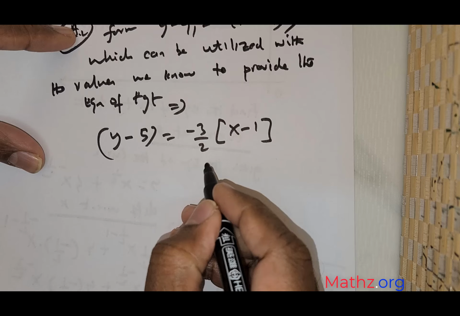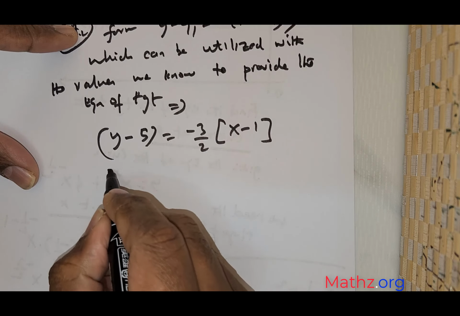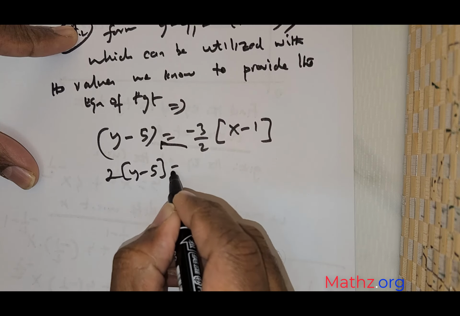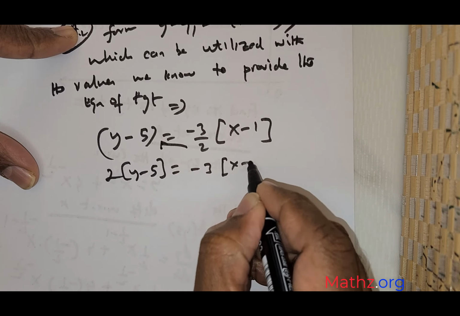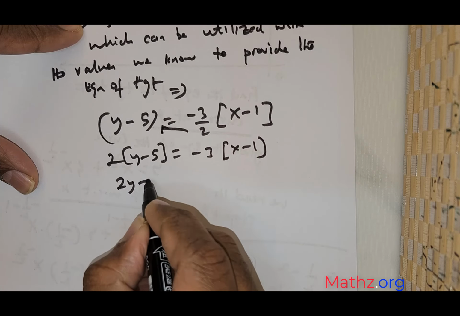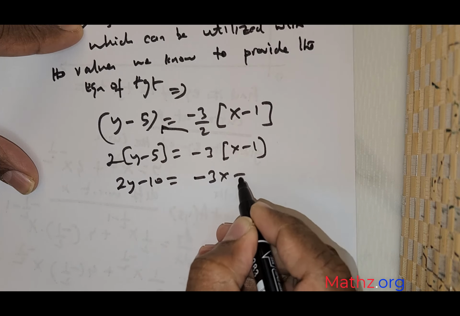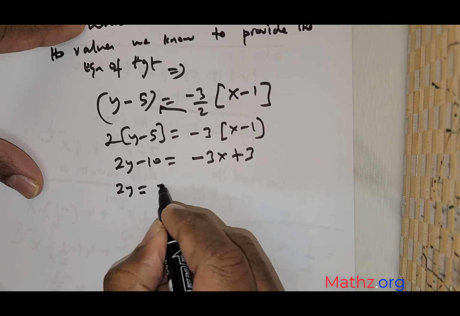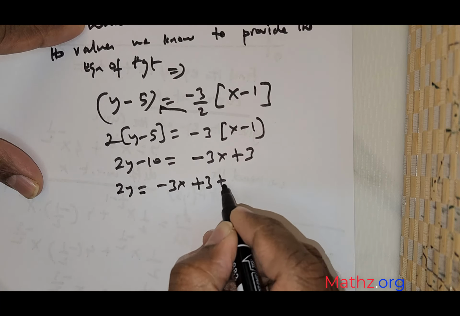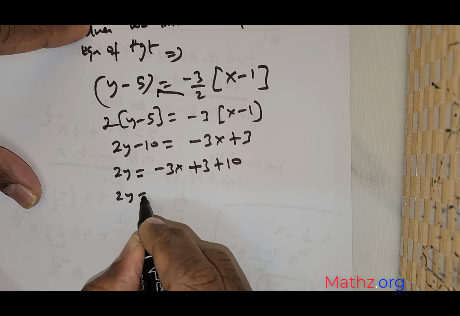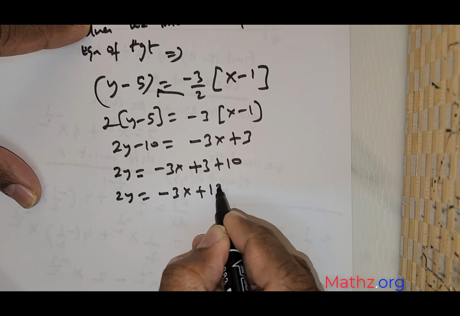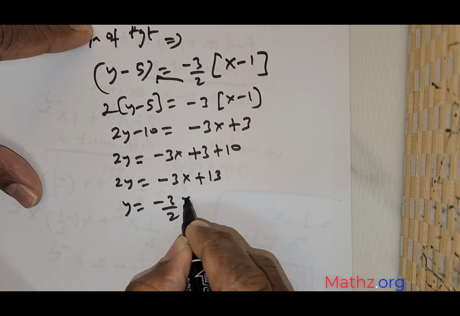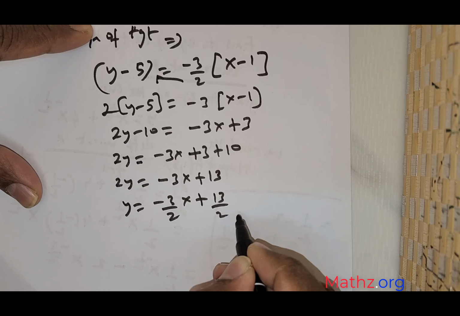So you can simplify this. It's going to be cross multiply. 2 of y negative 5 is equal to negative 3 of x negative 1. 2y negative 10 is negative 3x positive 3. So 2y is equal to negative 3x positive 3 positive 10. So 2y is negative 3x positive 13. So y is equal to, push this 2 down, so 3 over 2 times x positive 13 over 2.